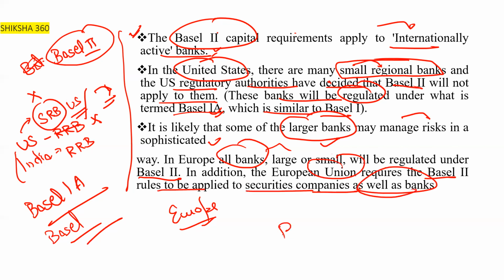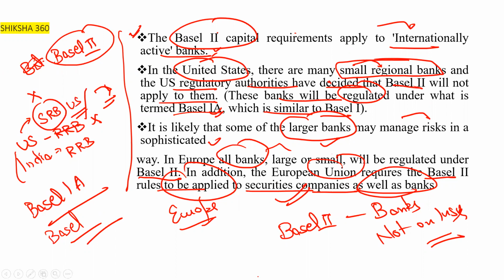Like in India, Basel II norms are implemented only on banks, not on insurance companies. But the European Union requires the Basel rules to be applied to securities companies as well as banks. So it depends on country to country, how they will implement. As per the Basel 2 norms, CRAR has to be maintained at 8%, but in India we have to maintain CRAR at 9%.